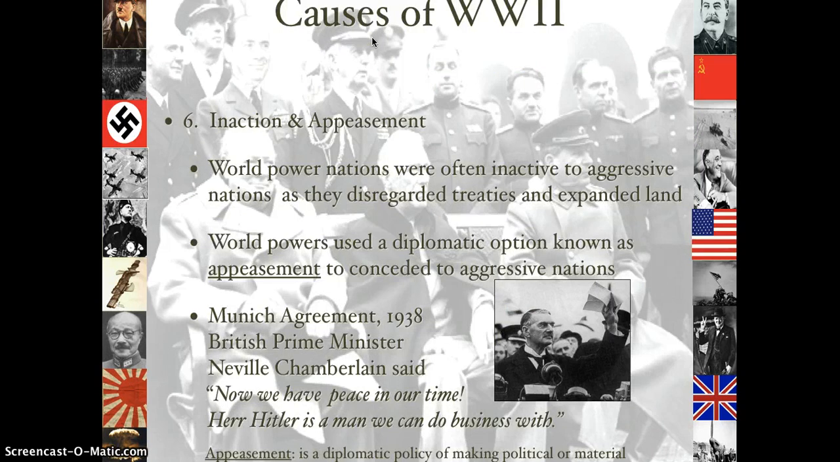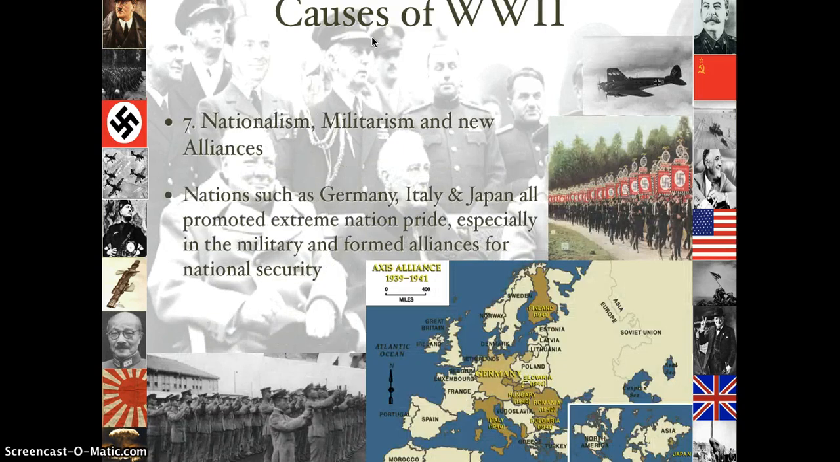Additionally, like I said earlier, inaction and appeasement will be the methods of the Allies, and it's pretty ineffective. So the world powers really begin to kind of turn a blind eye to disregarded treaties, and as aggressive nations expand their land, they even give in sometimes. This is what's called appeasement, so it's conceding some things to avoid a bigger problem. Most famously in 1938, Neville Chamberlain, the Prime Minister of Britain, comes home a hero. He says, "We now have peace in our time. Herr Hitler is the man we can do business with." Essentially, Hitler promised, "I won't do anything more as long as you give me this land," and obviously that was not successful.